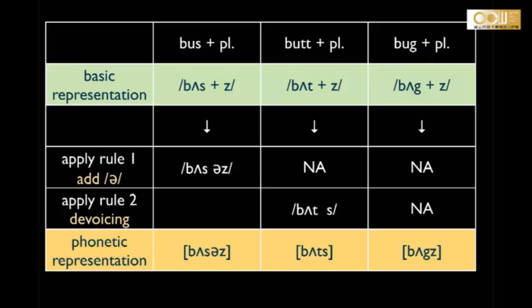And then for buts, do you need to apply the first rule? No, because these are not two sibilants. You apply the rule when there are two sibilants clustering together. And you apply rule number 2. Rule number 2 applies when the final sound is voiceless. You devoice that z and then come up with the output, buts. And then for bugs, you don't need to apply rule number 1 to add schwa because this is not a sibilant. And then you don't need to devoice this one because this is a voiced segment. Oh, this should be a g.